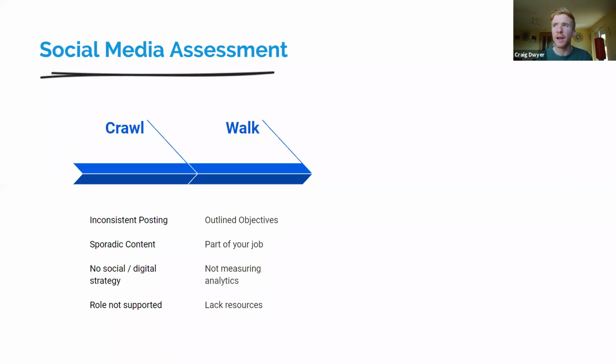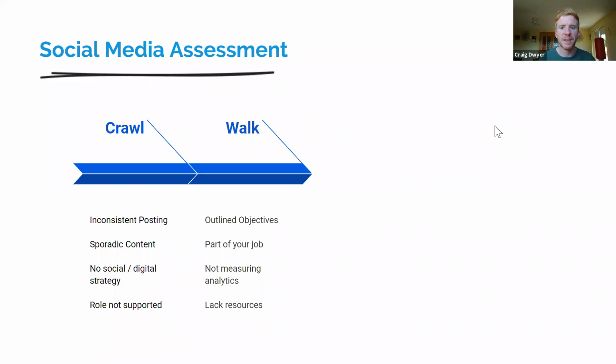But you're not measuring your analytics, so you don't really have a good sense of what is working well, what content and messages are resonating well with audiences. So I think being able to measure that is really important. But again, it might lack the time, the effort, and the energy that it really requires.